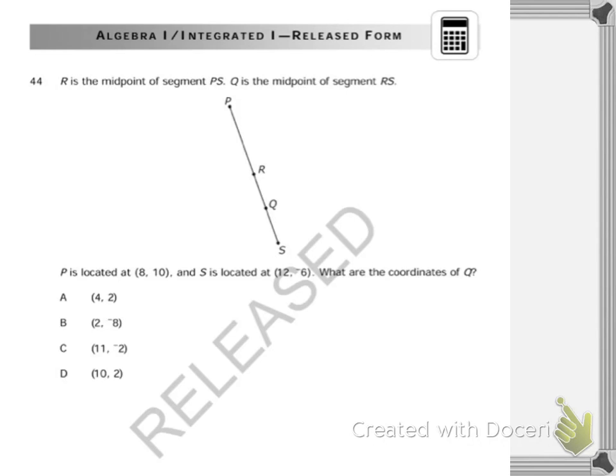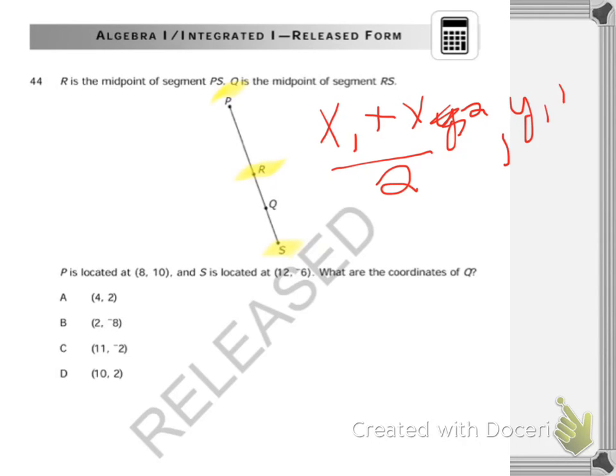In order to find the midpoint, you have points P and S, but you're going to need to look for Q. In order to find Q, though, you need to find the midpoint of R. So, the midpoint formula is (x1 plus x2 divided by 2, comma, y1 plus y2 divided by 2). So this is going to give your x for the midpoint, and this is going to give you the y.